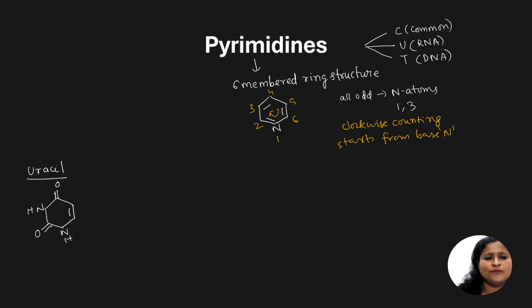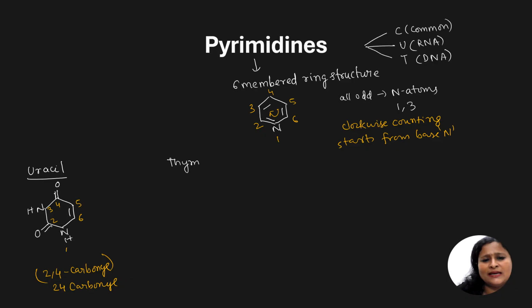Numbering, let's start. 1, 2, 3, 4, 5, 6. So you have to remember 2, 4 carbonyl you are adding. 2, 4 carbonyl. Write that, you remember. So uracil structure done. If uracil is done, you can do all the rest.